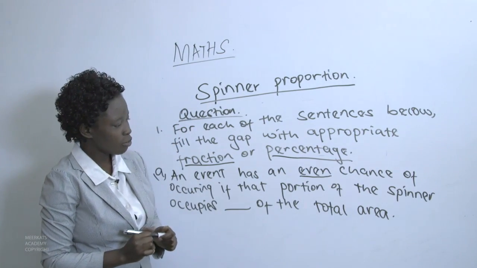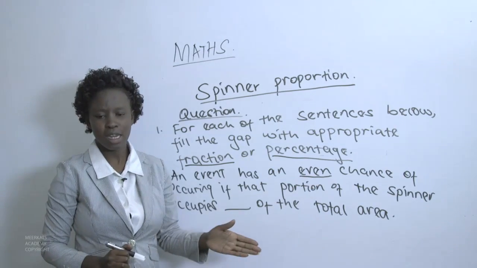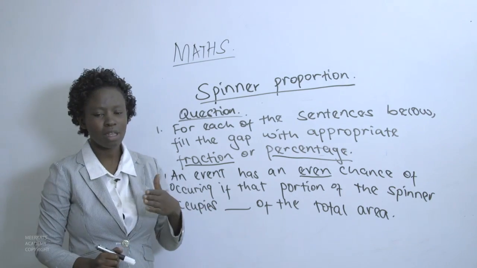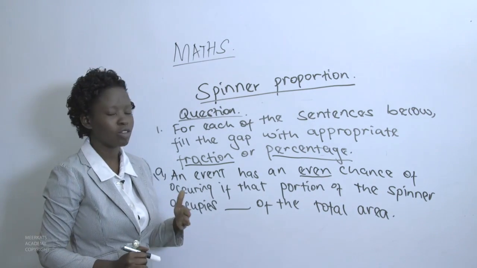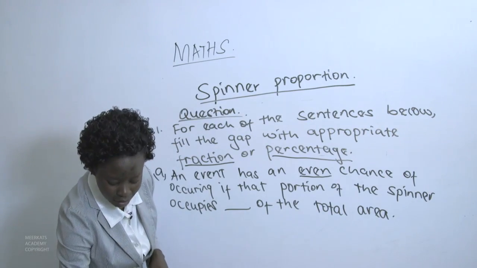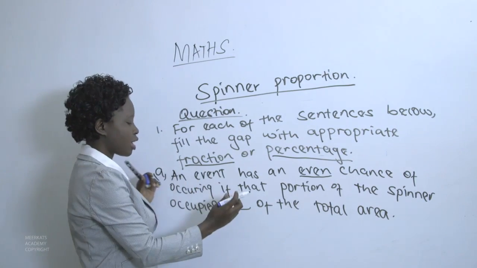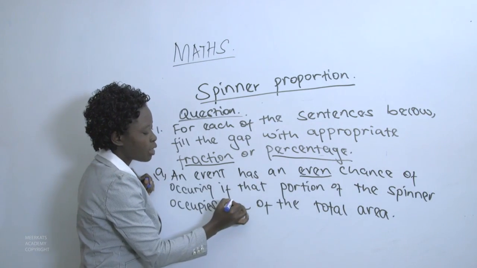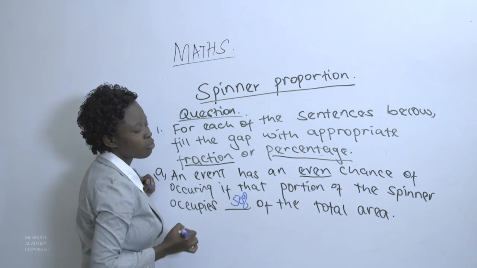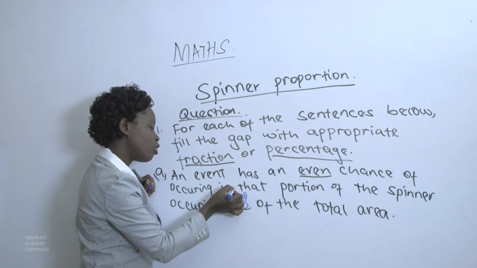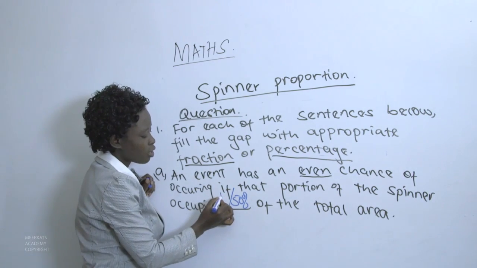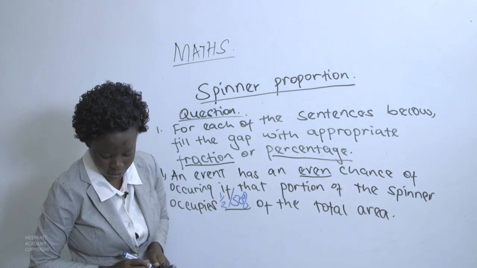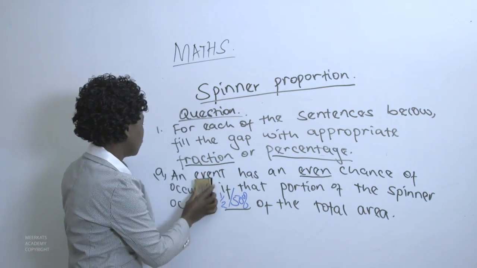So if the event has an even chance of occurring, as we've already said, it means that it has equal opportunities to occur. So that means the portion of that spinner occupies 50% of the total area. Or if you don't want to use percentage, then as a fraction, we say it is a half of the total area. The second question.